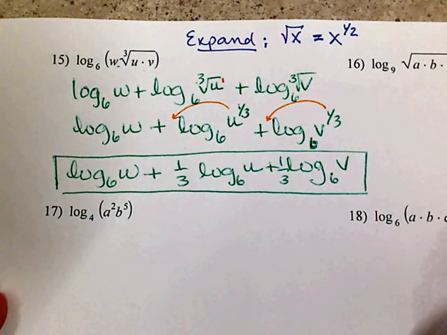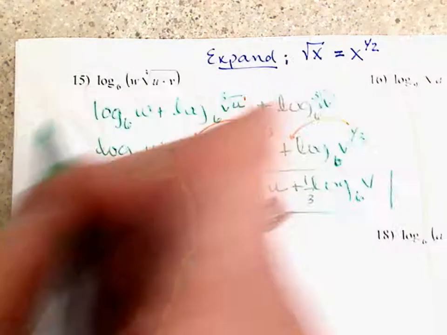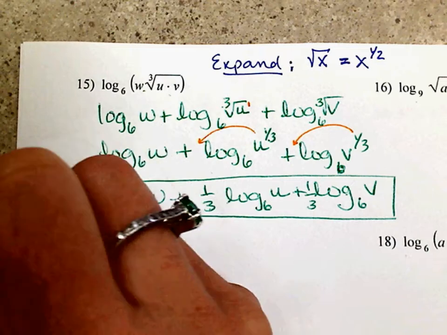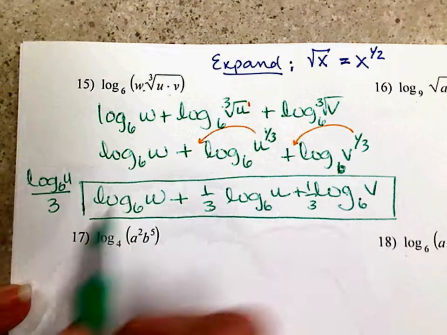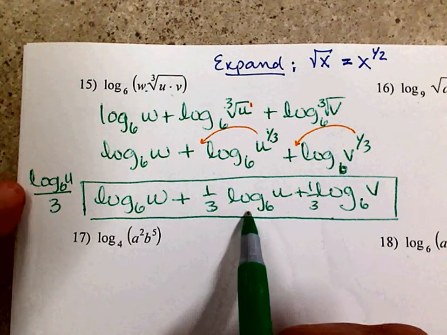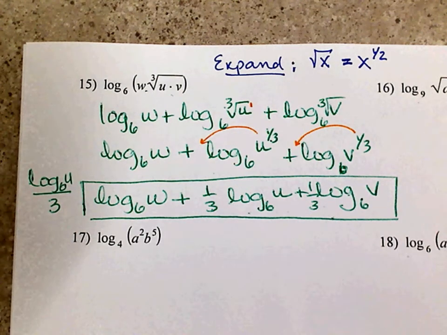Okay. One thing I do want to point out is the 1/3 right here, you could write it like this, log base 6 of u over 3, and so is that one. These are exactly the same thing, okay? So just letting you know. I'll show you that on the next problem.